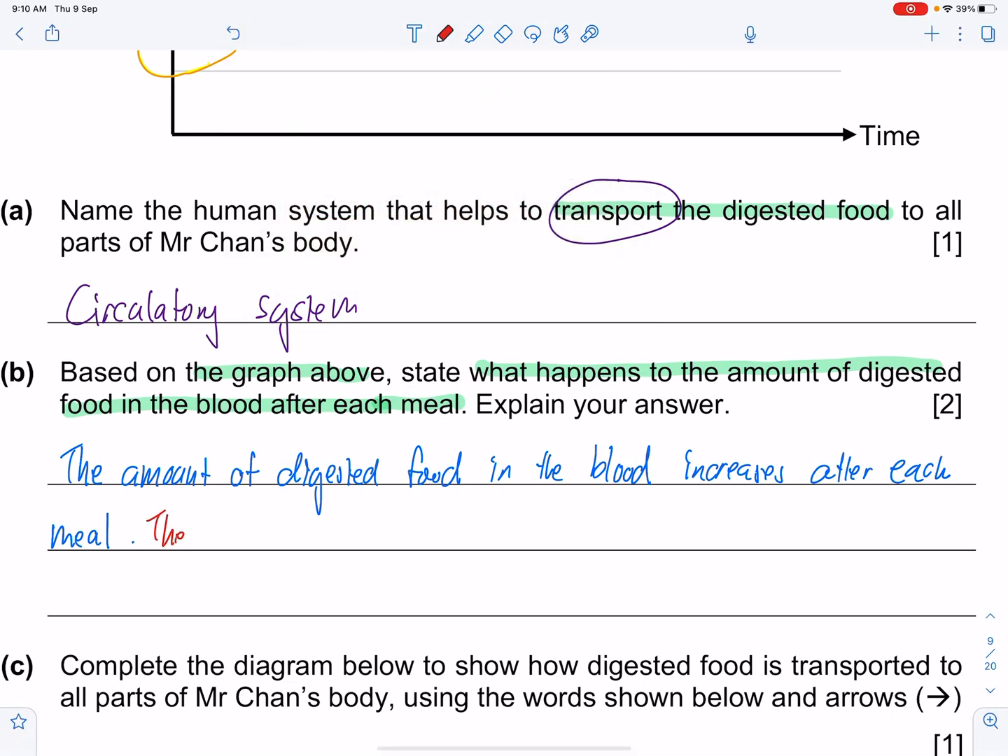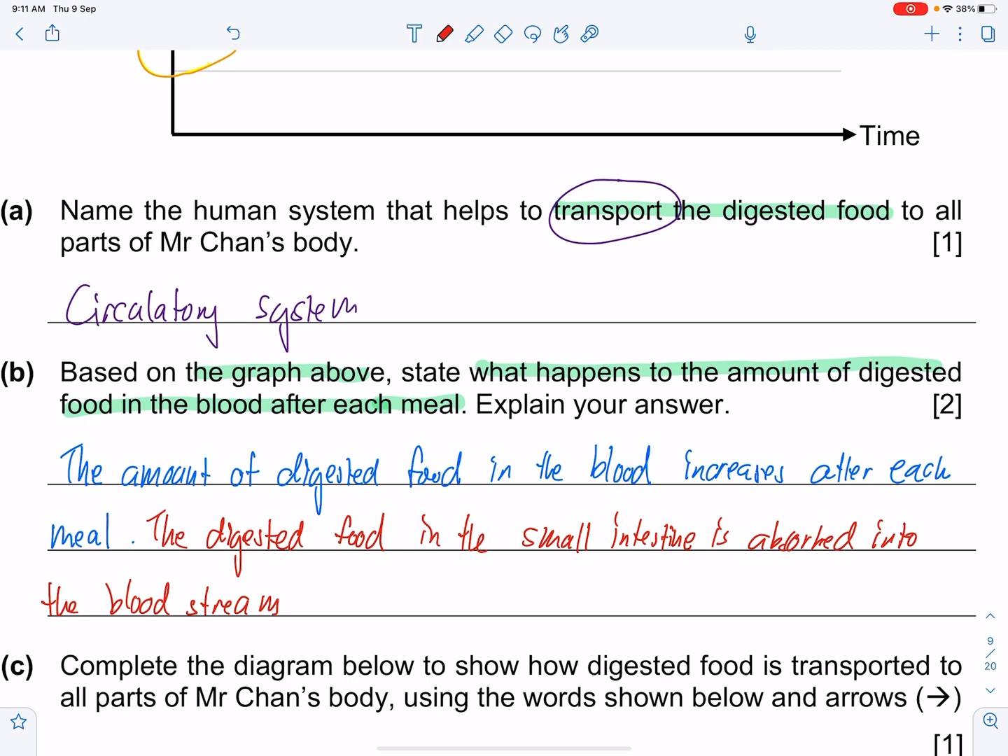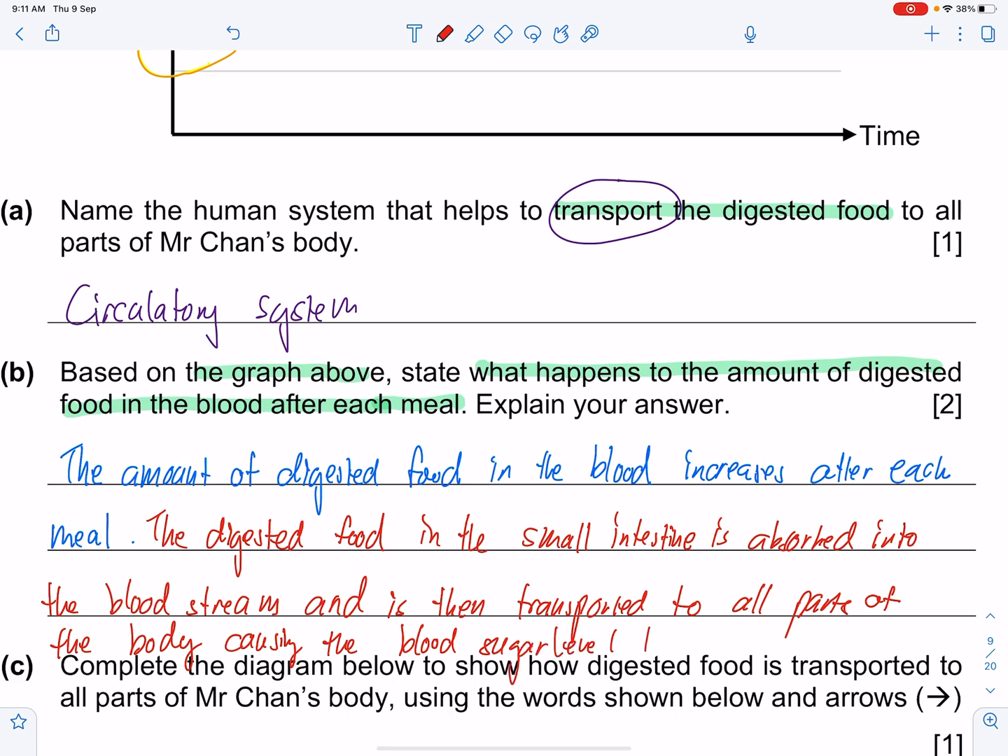What happened is the digested food in the small intestine, because that's where complete digestion happens, is absorbed into the bloodstream and is then transported to all parts of the body, causing the blood sugar level to decrease.